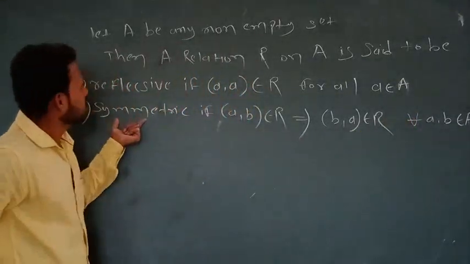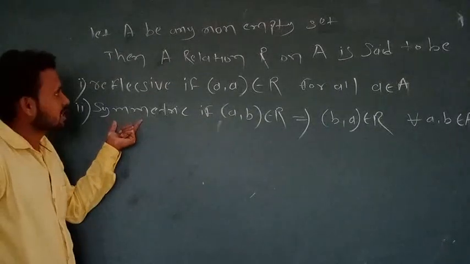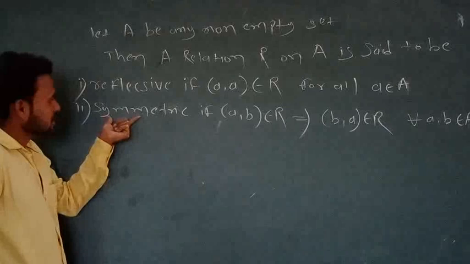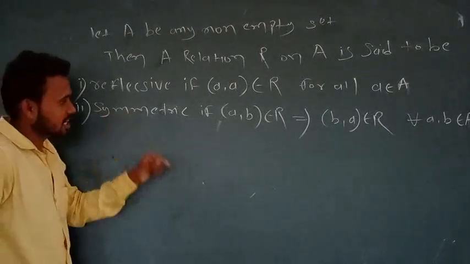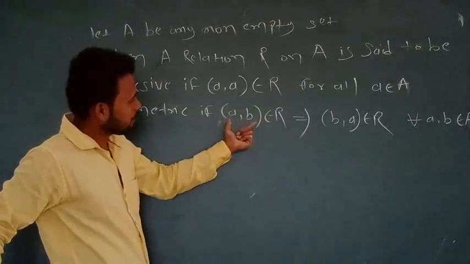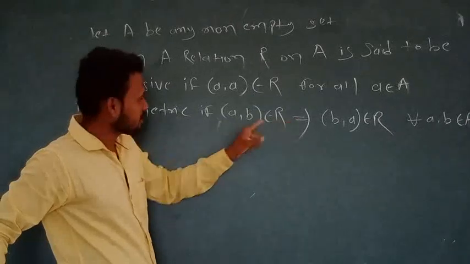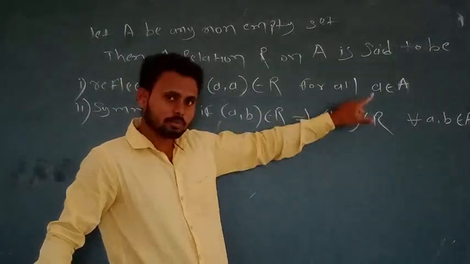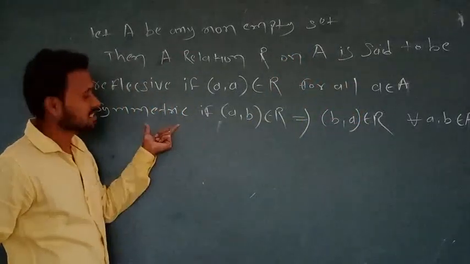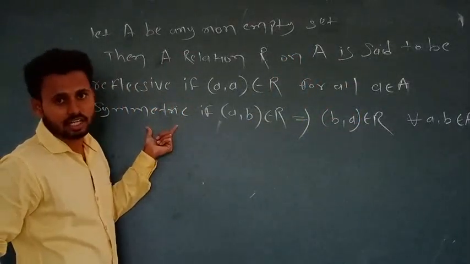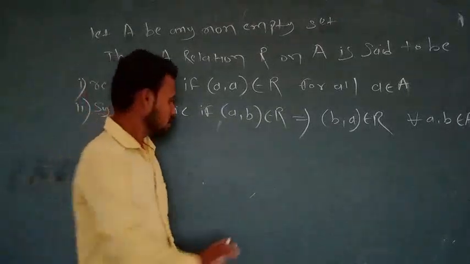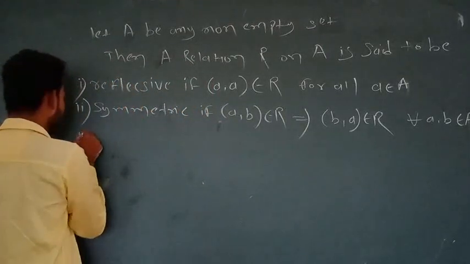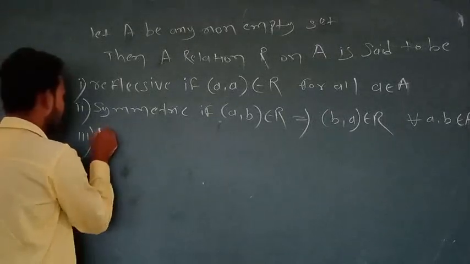Now here, let A be any non-empty set, and a relation R defined on the set A is said to be symmetric if the ordered pair (a, b) belongs to the relation R, that implies the ordered pair (b, a) also belongs to the relation R. If this is so, then we can say the given relation is symmetric. The third one is transitive.